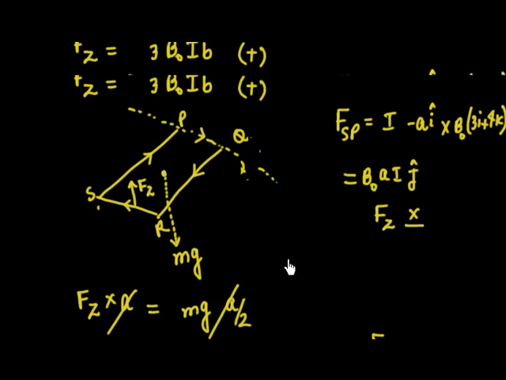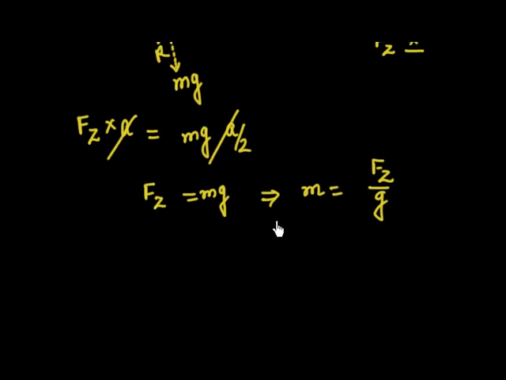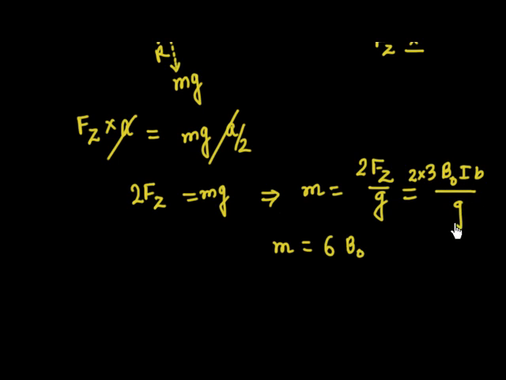And we know Fz. What is Fz? Fz is 3 B naught I b. And this 2 I have left. Basically 2 will go to this side, so I will have 2 Fz. So 3 into 2, I will have 6. So the final mass will be m is equal to 6 B naught I b, and I have to divide this by g also. 6 B naught I b divided by g. Are you getting or not?